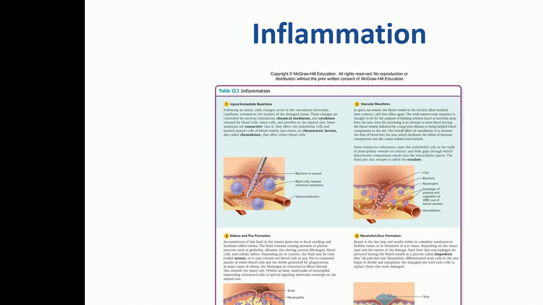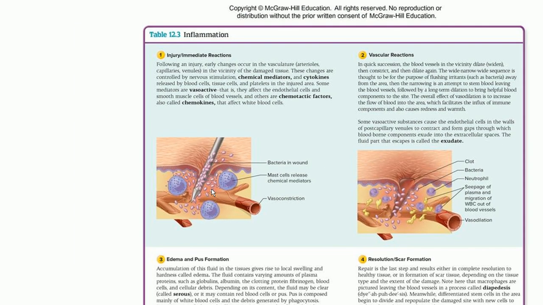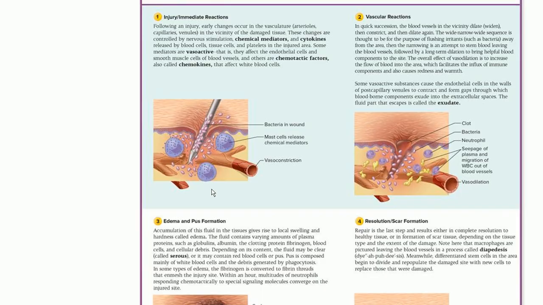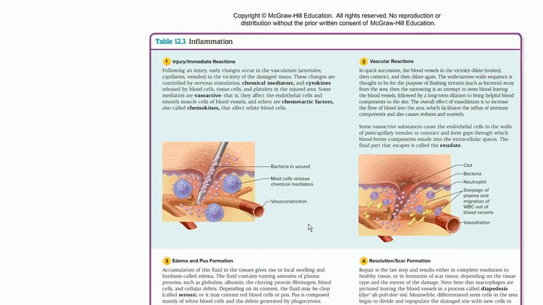And these are some of the steps of inflammation. First of all, at the place of injury, there is a release of some chemical mediators and cytokines, and then there is vasoconstriction and relaxation of the blood vessels, and then also there is edema and pus formation, which is all because of the accumulation of water, and eventually the last step is the repair. So these are some of the events which take place in inflammation.